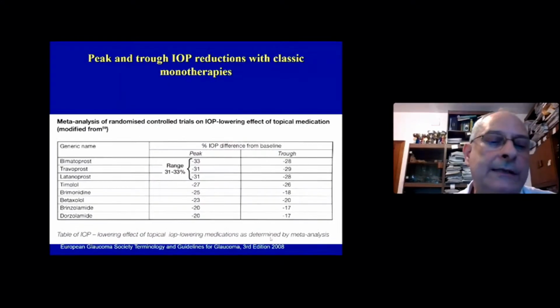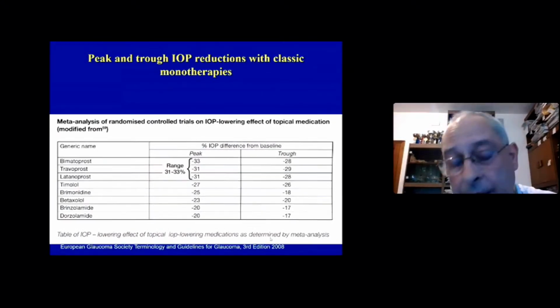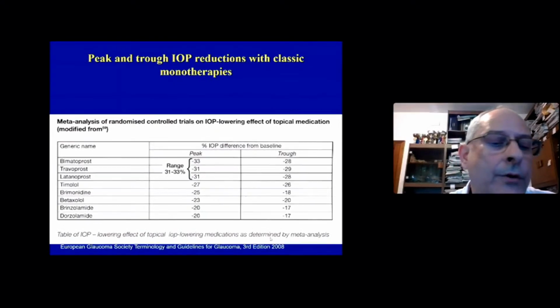And what you do not see here, there are some newer molecules like netarsudil, not yet approved in India. It's a rho kinase inhibitor. It is pretty much similar to timolol.